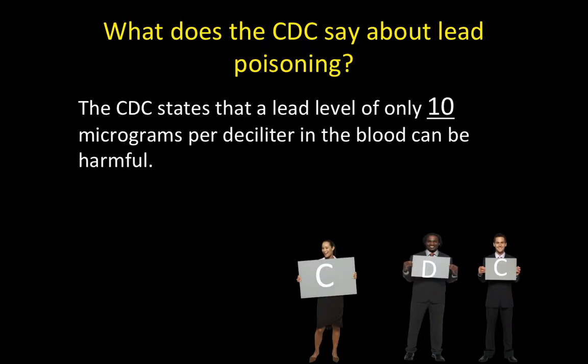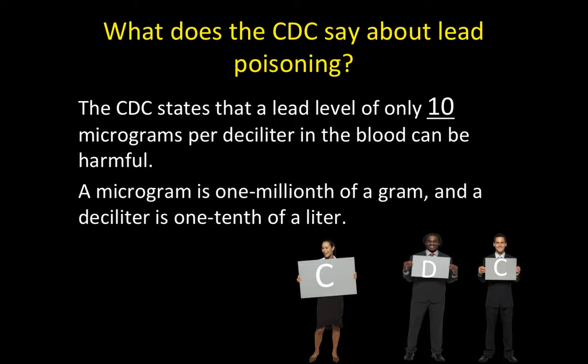The CDC states that a lead level of only 10 micrograms per deciliter in the blood can be harmful. Now let's break that down. A microgram is 1/1,000,000th of a gram, and a deciliter is 1/10th of a liter. And again, they state that 10 micrograms per deciliter can be harmful.